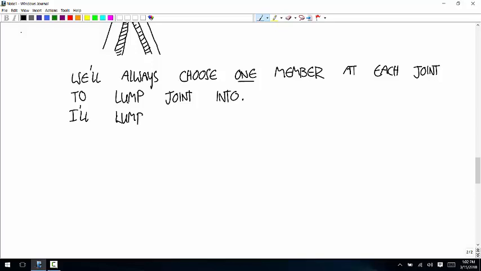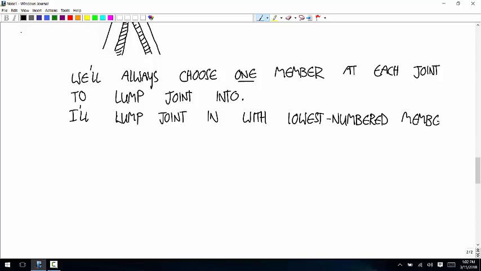So I'll always lump the joint in with the lowest numbered member that's at the joint. In a really complicated structure, if you have a joint that connects members 15 and 12 and 9 and 40, the lowest numbered member connected to that joint is 9. So I would say the pin is part of member 9. Okay.